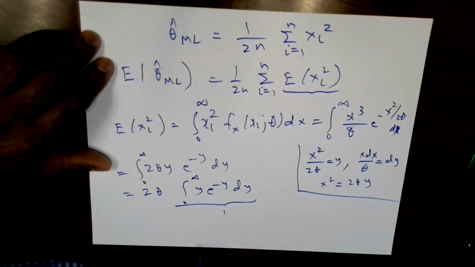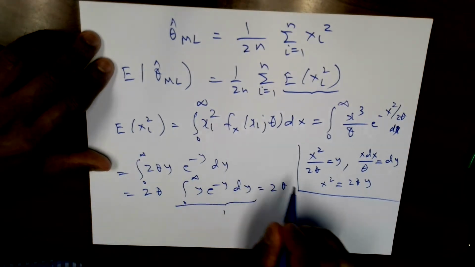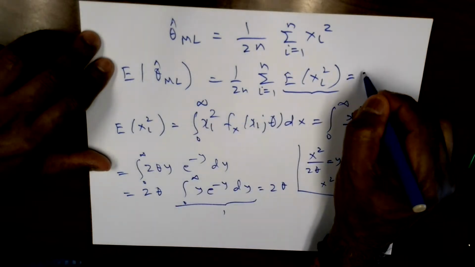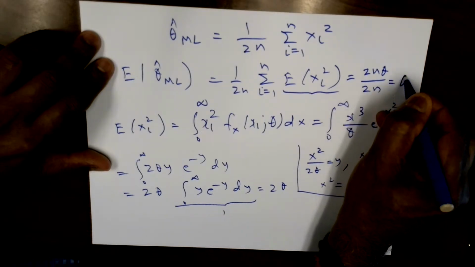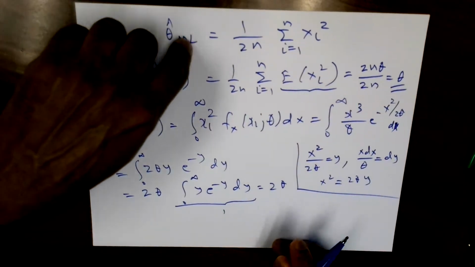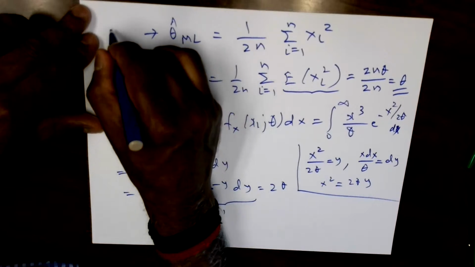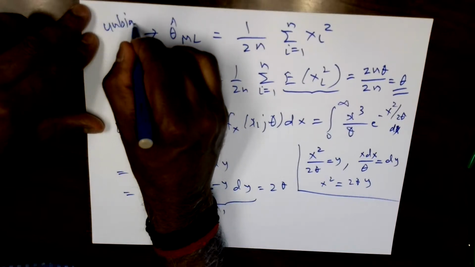This you can do by parts, that's one. So the answer is 2 theta. And if you substitute it here, this becomes 2n theta divided by 2n. So that's theta. So this estimator is unbiased, also unbiased for theta.